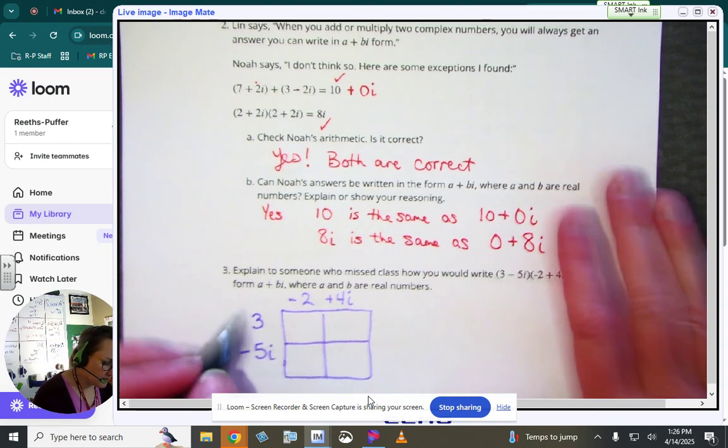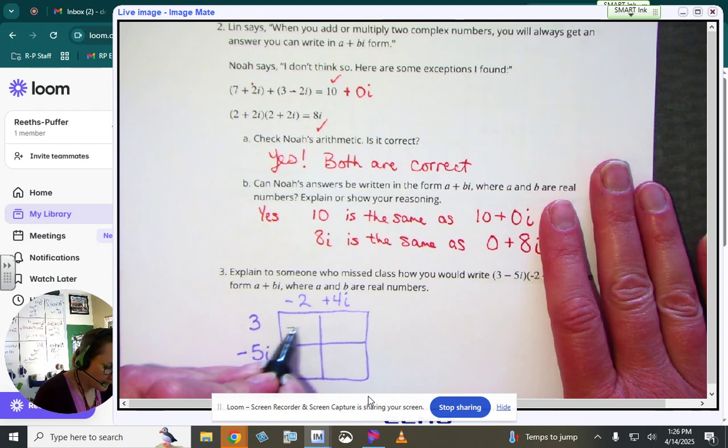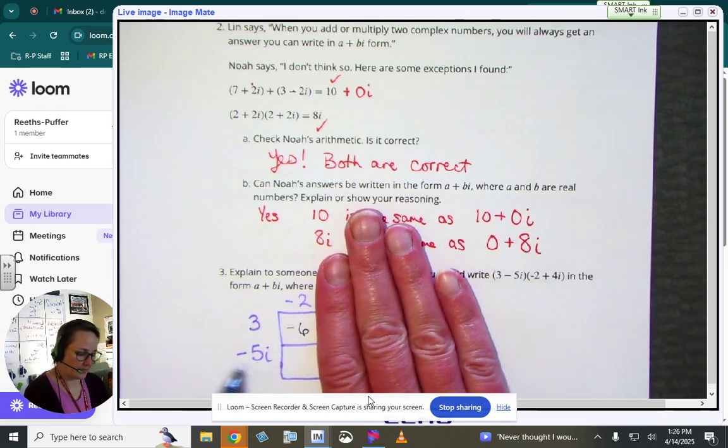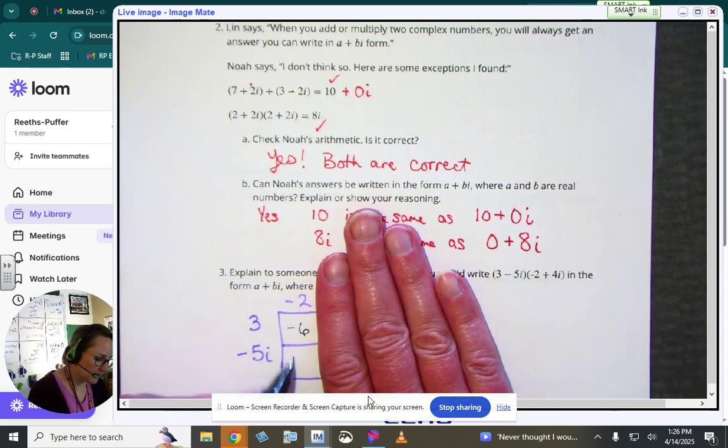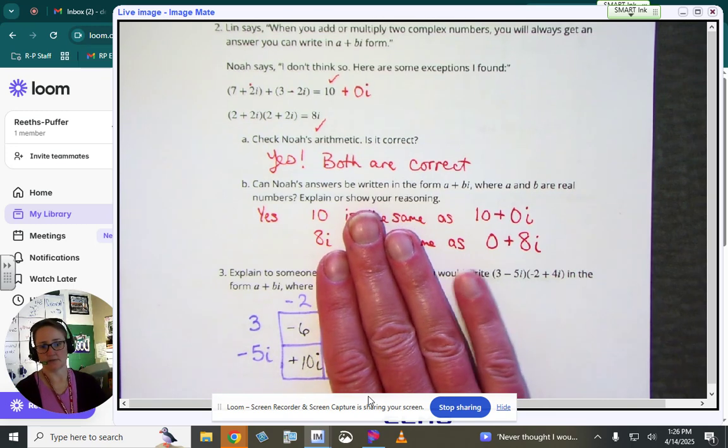Positive 3 times a negative 2 is a negative 6. Negative 5 times a negative 2. Negative times negative is a positive. 5 times 2 is 10. And there is an i there, so I have to keep an i in my answer.